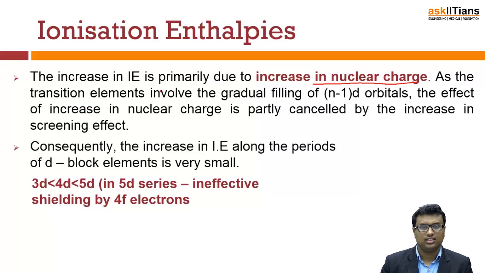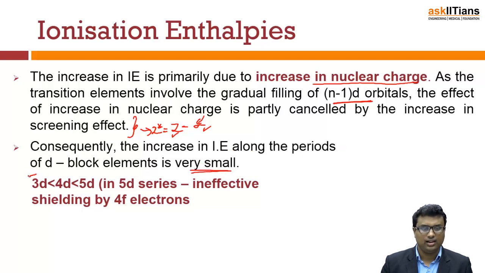As the transition elements involve the gradual filling of n-1 d orbitals, the effect of increasing nuclear charge is partially cancelled by the increase in screening effect. This is another concept, just like we have discussed for atomic radii. Now the screening effect also comes into the picture. The same concept: Z effective is Z minus sigma, the screening constant. This is increasing, this is increasing, and on the whole the net remains almost constant. Consequently, the increase in ionization energy along the period of d-block elements is very small.